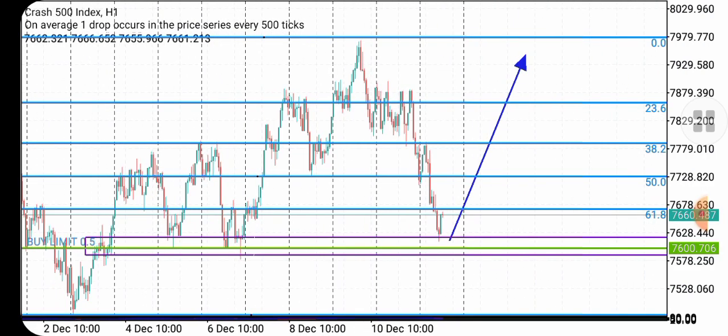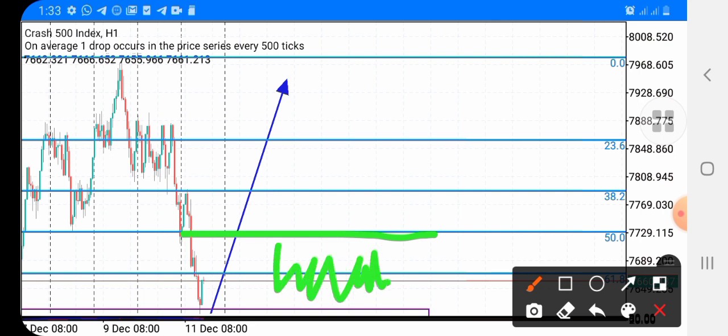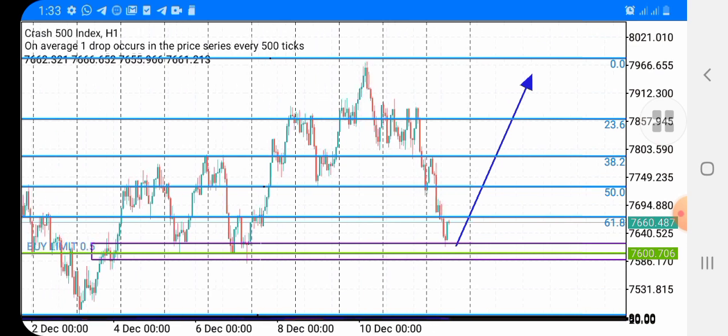So where do I take entry? I take entry on discount. Now where is my discount? If I calculate, if I come here, my discount is on level 50. This is level 50. My discount is my equilibrium. Any level around below level 50 is my discount. And you will see here at this point, the market has moved.